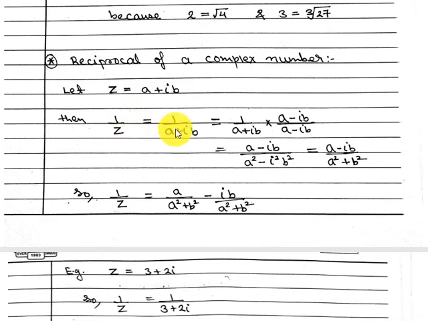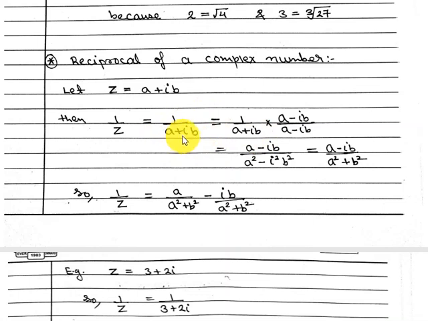But z is nothing but a plus ib. Now one thing you must always remember is that in the denominator we do not leave a complex number. If in the denominator you see a complex number, then you must rationalize it, so that the i part can be removed. So here I'm looking for the reciprocal of z, that means 1 upon z is equal to 1 upon a plus ib. As I told you, in the denominator we don't want this i part. I don't want a complex number in the denominator, so I must rationalize it.